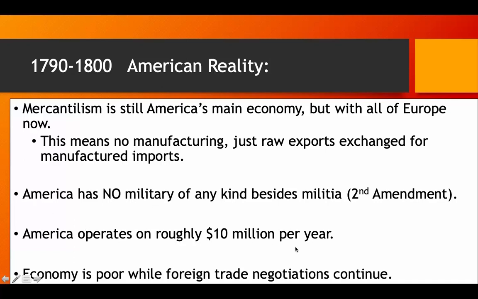The United States at the time is operating on 10 million per year, which is still a very low number. It's almost like third world country numbers when it comes to this era. And the economy is quite poor because the United States, again, is trying to find markets for raw goods.